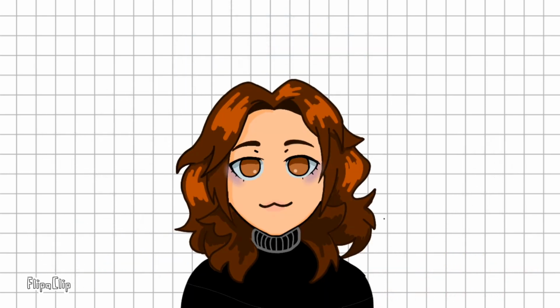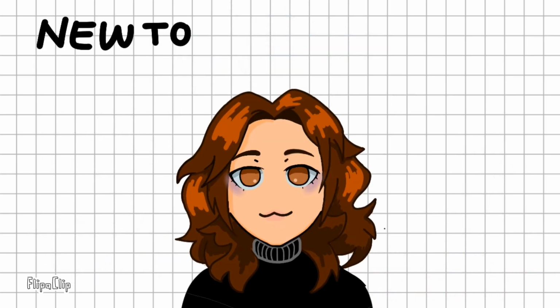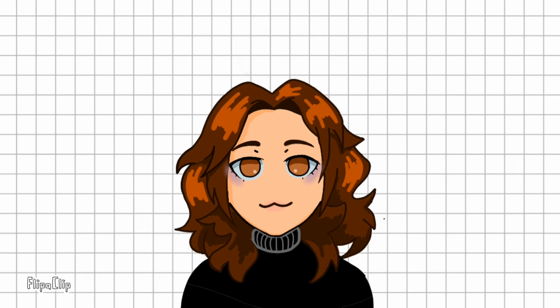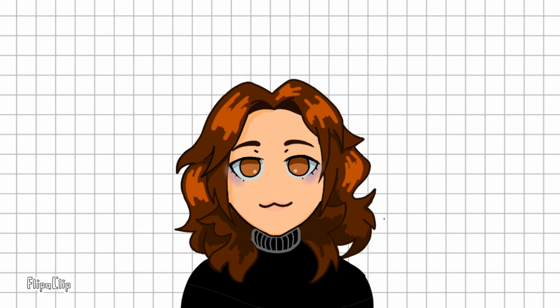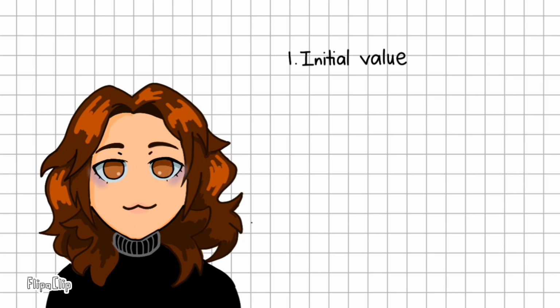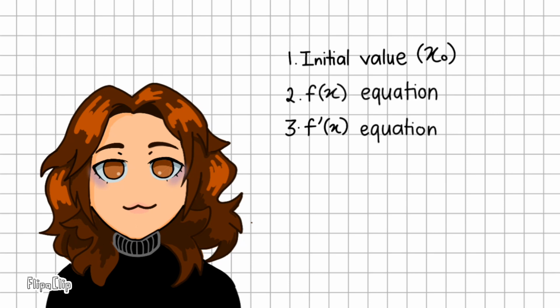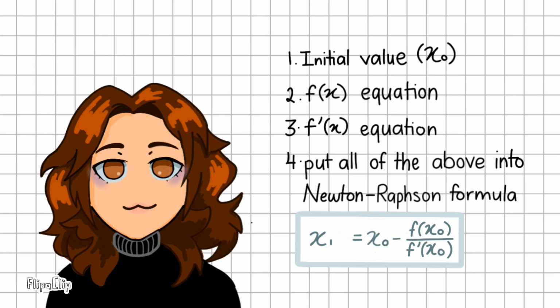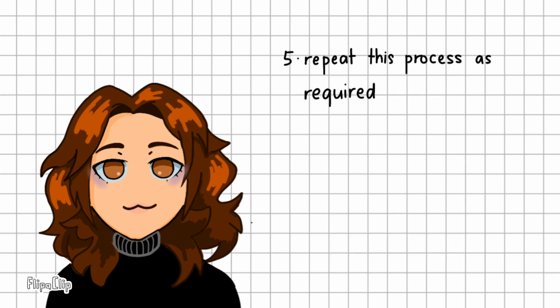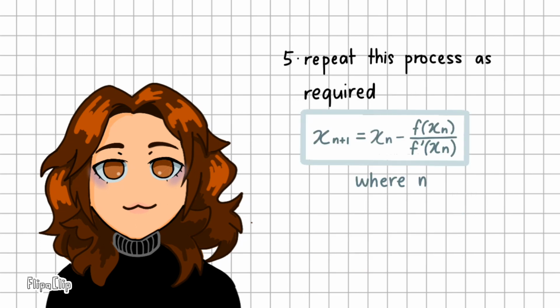Next up is our second subtopic, Newton-Raphson method. This method is used to find a better approximation of the root of an equation. All you need to find is the initial value, the f(x) equation, the f prime x equation, and put all of the above into our Newton-Raphson formula, which looks like this. Then, repeat this process as required, where the end value can be 1, 2, 3, and etc.